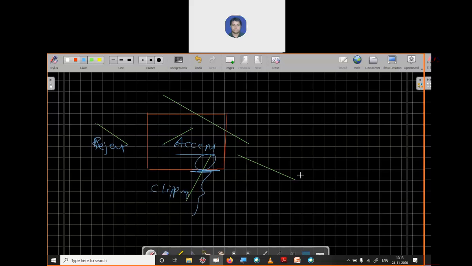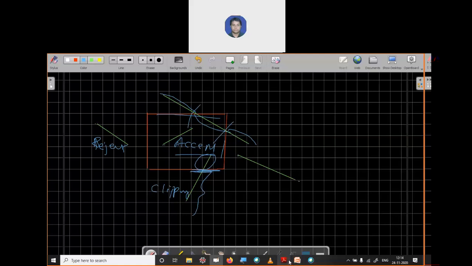We need clipping. In this line, as you can see, some portion is outside, some portion is inside, and again some portion is outside. So again we need to clip this line from these two boundaries. In this case, this line is completely outside, so we will reject it. So how can we determine whether it is inside, outside, or needs to be clipped?